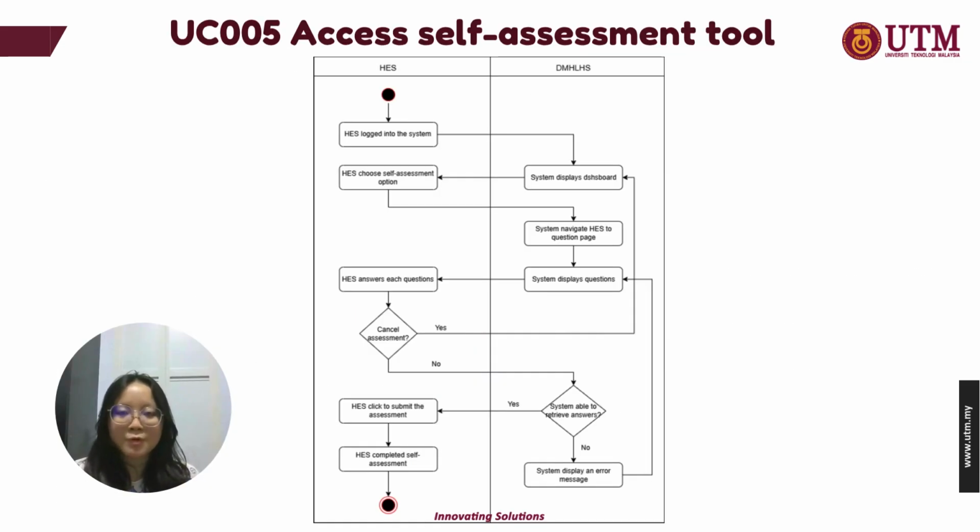This is the activity diagram of use case 5, Assess Self-Assessment Tool. As we explained at the previous slide, the student will log into the system and the system will display dashboard and the student choose to start self-assessment. After they complete the self-assessment, they need to click the submit.